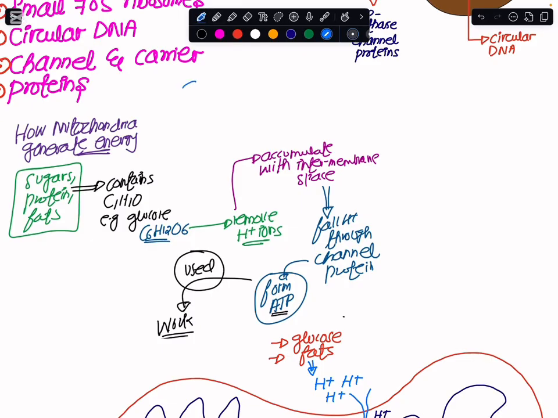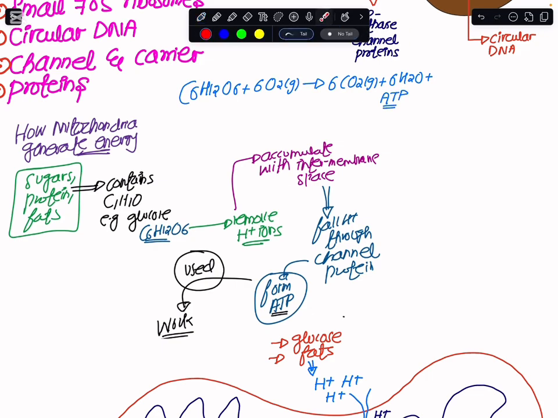In aerobic respiration, a molecule of glucose combines with six molecules of oxygen gas. As a consequence, we make six molecules of carbon dioxide gas and six molecules of water, and the energy is released in the form of ATP. Okay. Now we have to justify how this mitochondria is able to make this energy in the form of ATP.